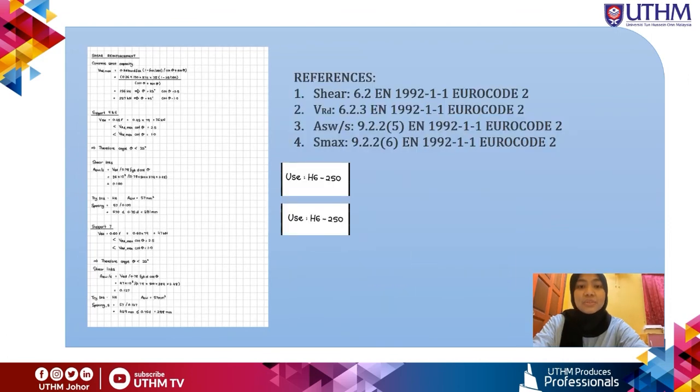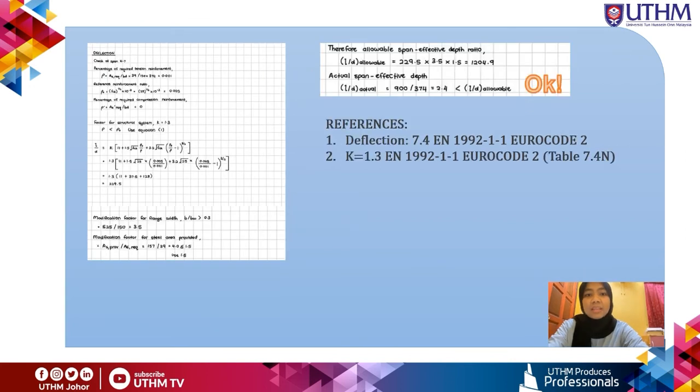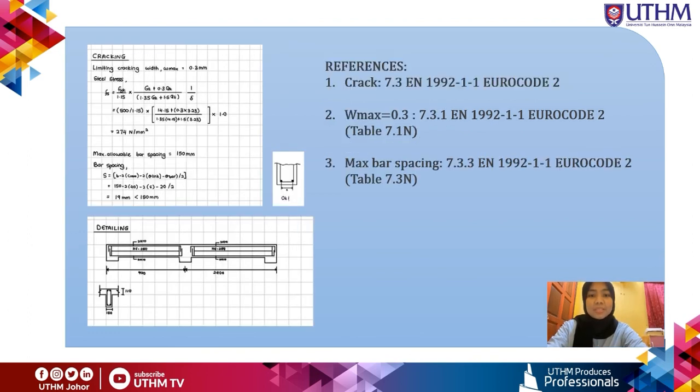Next is shear reinforcement. I choose H6-250 as my links for supports 9 and 6, and also at support 7. The deflection is also okay and passes the allowable ratio. Lastly, the bar spacing for this beam is okay, which is below the maximum allowable bar spacing. Here I also show the detailing of the beam.